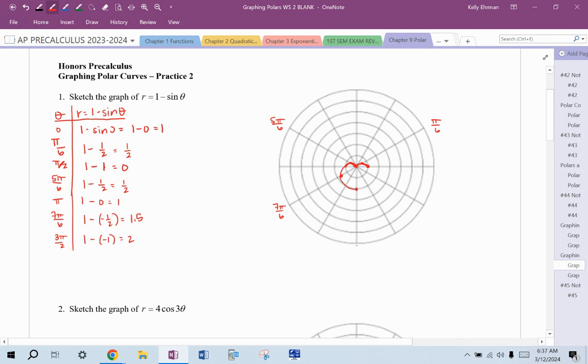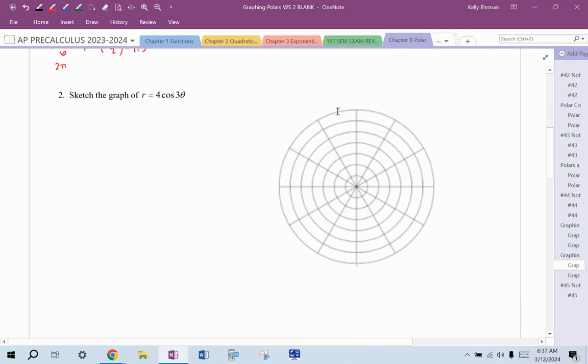And maybe you can do the last point with symmetry, or you can plug in 11 pi over 6. That's again going to be 1 minus negative 1/2, which is 1.5. But see how this point is at the same length away from the origin as this point. So that's what I mean by using symmetry. And then if we plug in 2 pi, we get back to where we started. So a little cardioid there, a little heart-shaped polar curve.